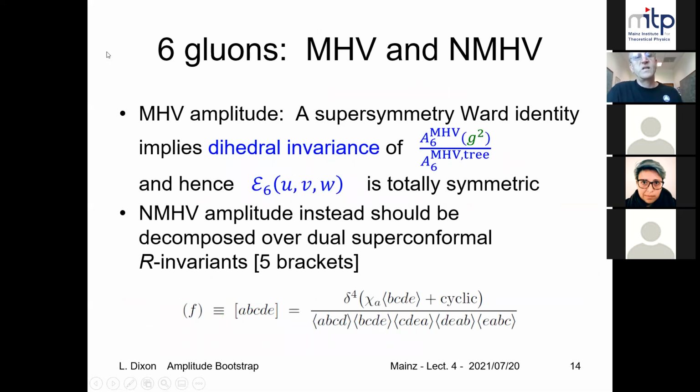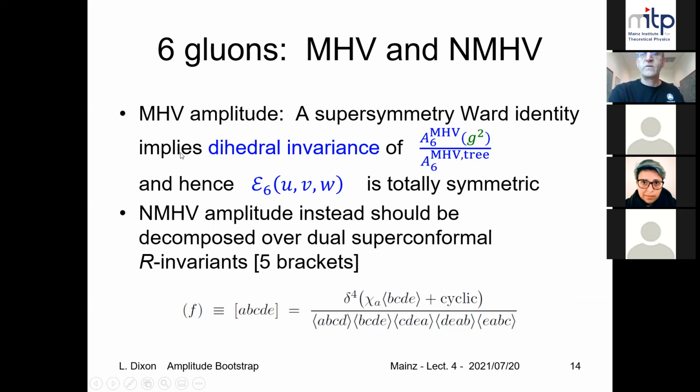So as I was mentioning before, in the case of 6 gluons, there's not just one amplitude to construct, but there's a sort of a set of amplitudes. In fact, there's MHV and NMHV. Now, the MHV amplitude, that is really dual to a bosonic Wilson loop, which is this path-ordered exponential around this closed light-like contour. And that goes hand in hand with a certain supersymmetry Ward identity, which I mentioned in the first lecture.